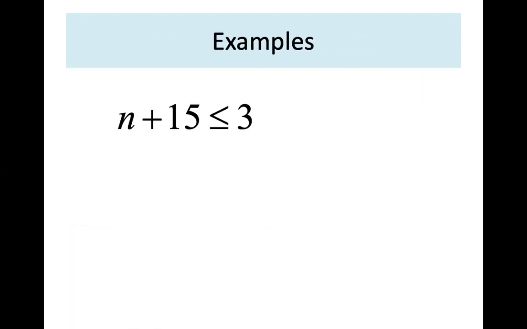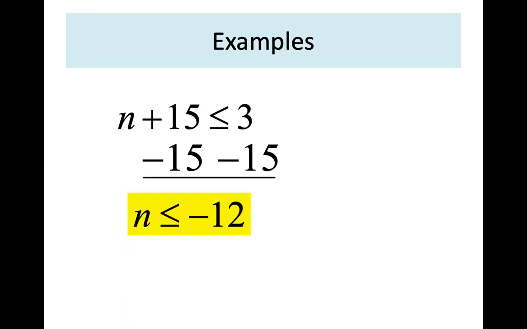All right, so here's a couple quick examples. Variables on the left side, what's attached to it? Plus 15. It's attached by addition. You get rid of addition by subtraction. We subtract 15 from both sides. 3 minus 15, negative 12. Different signs mean subtract, big minus small. There's more negatives and positives.